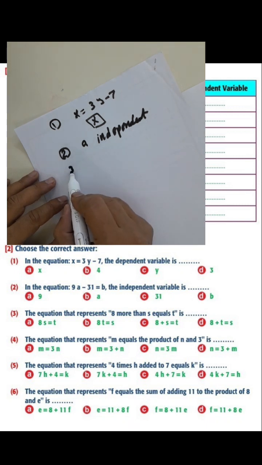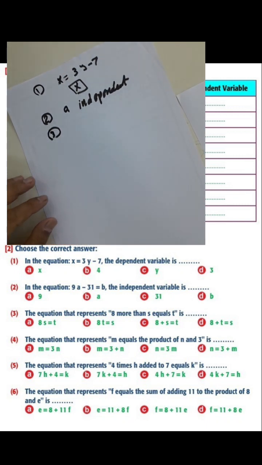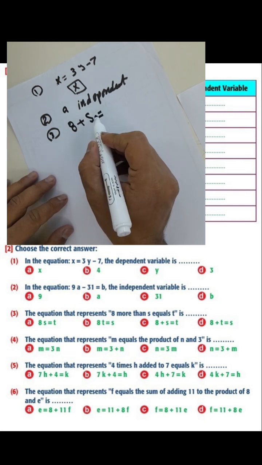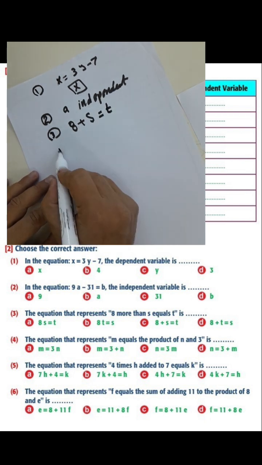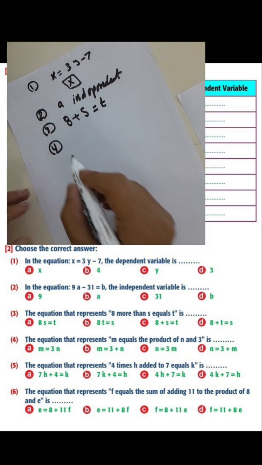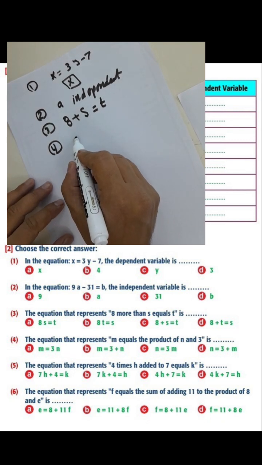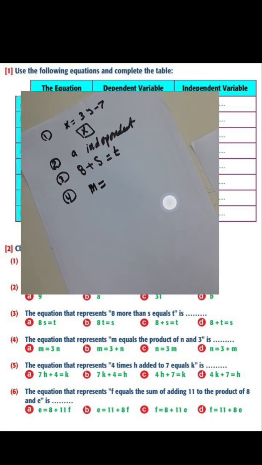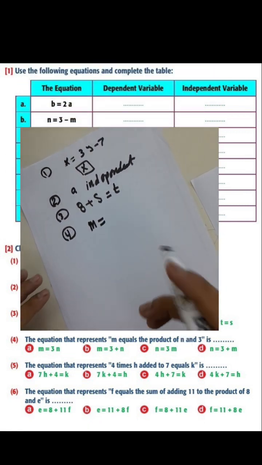Question 3. The equation that represents 8 more than s equals t. Question number 4. The equation that represents m equals the product of n and 3. The product of n and 3 will be 3n.